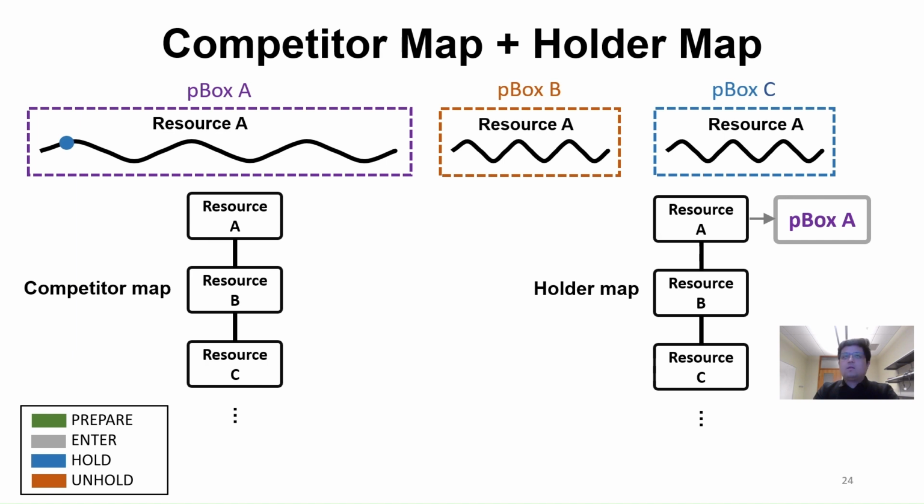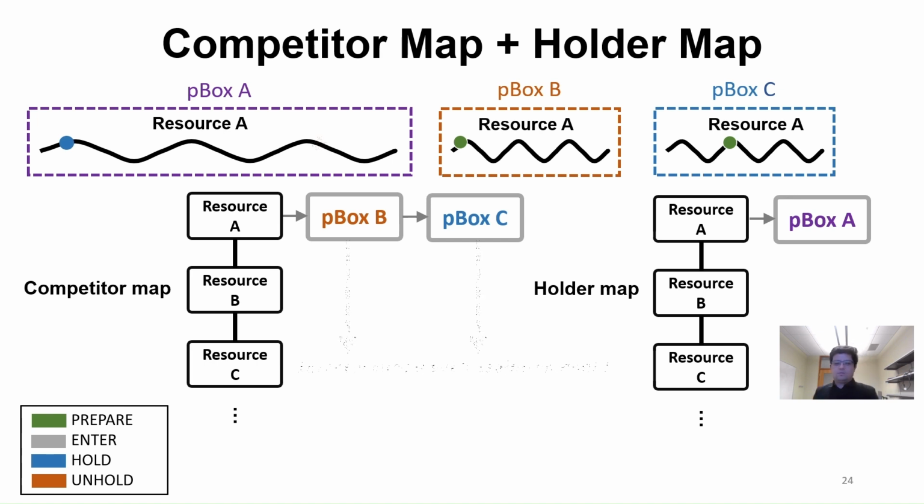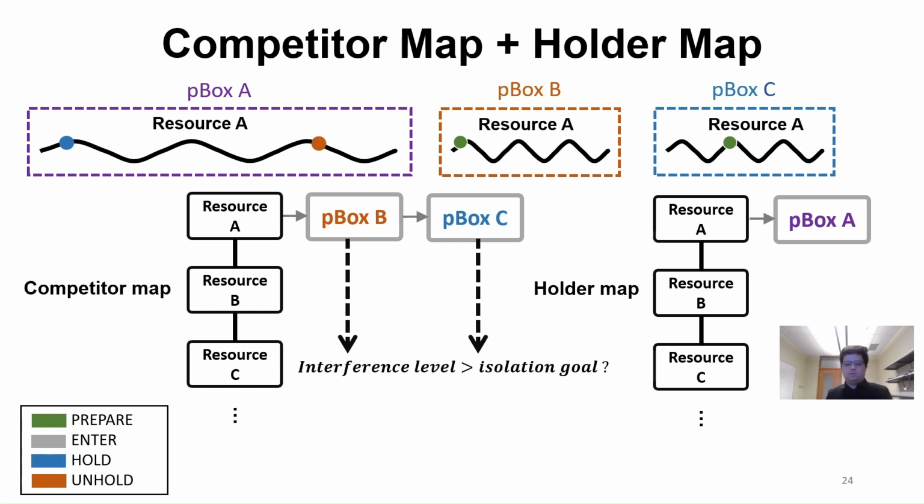When a pBox sends a hold event, it gets appended to the associated resource list in the holder map. If a pBox sends a prepare event, it is placed in the competitor map. Now, when a pBox in the holder map releases the resource, the pBox manager steps in and checks whether any pBox in the associated competitor map exceeds their isolation rules.